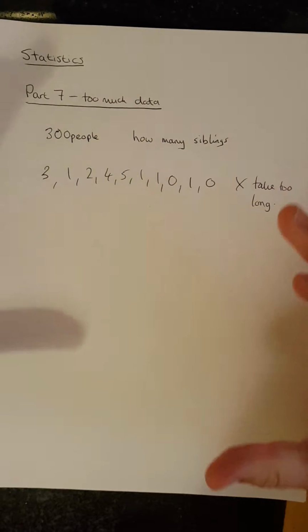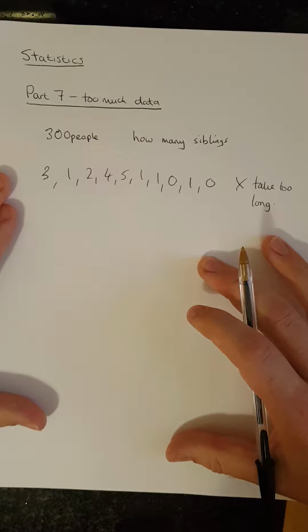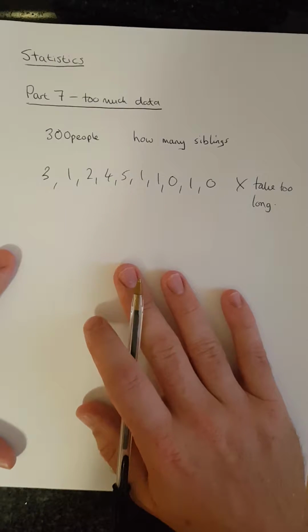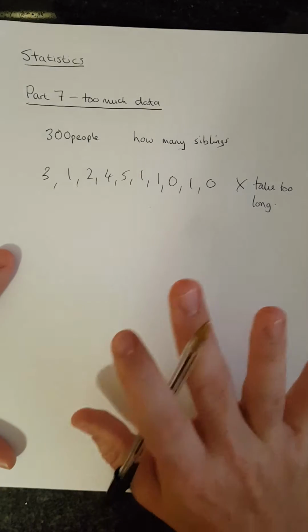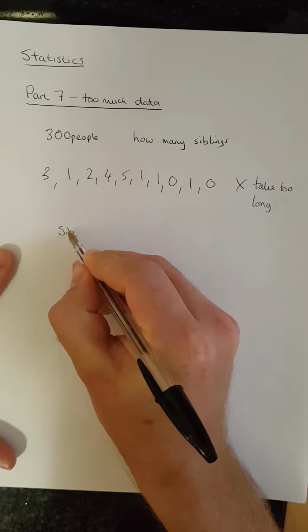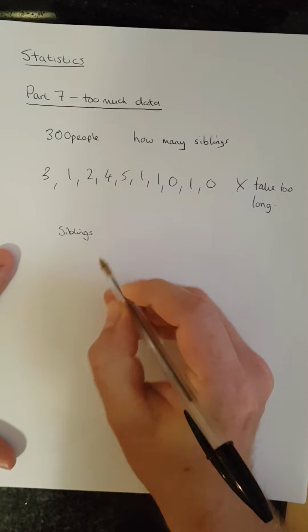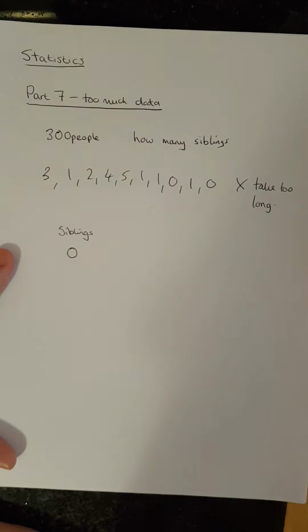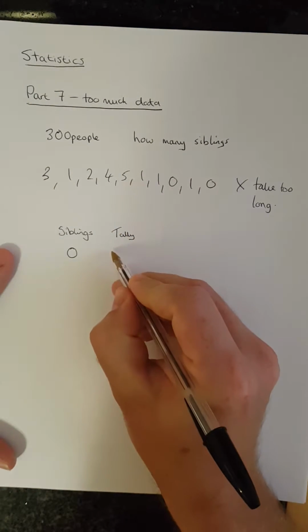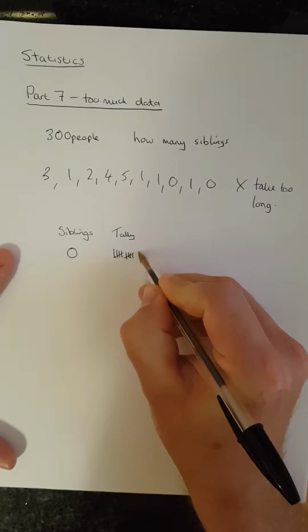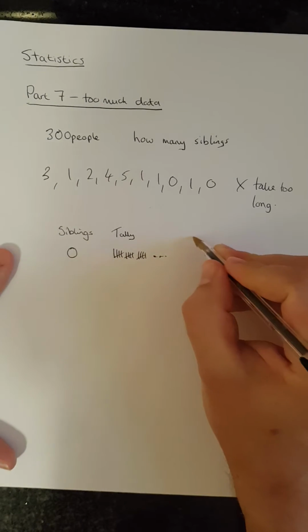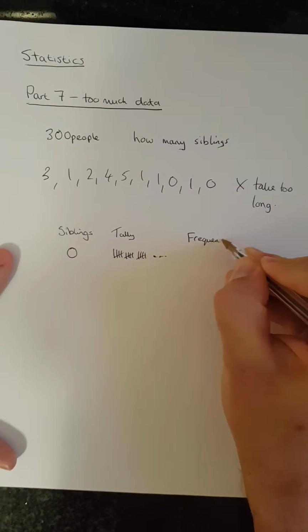And one key part of collecting data is you want to be quick, or certainly within a reasonable time frame. So how can I do it? Well, here's what I'm going to do. I'm going to ask how many siblings people have. I'm going to start by saying who's got no siblings. I'm then going to take a tally of how many that is. And let's imagine that tally continues on. I'm then going to write down the frequency for that.